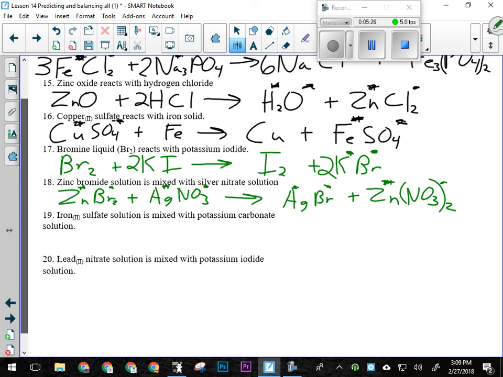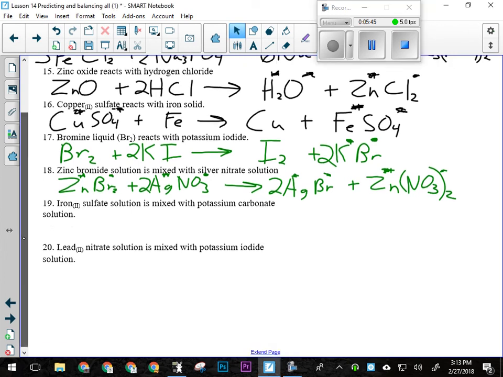Okay, now I've got to balance the whole reaction. Bromine is out of balance, so I'm going to put a 2 here to balance it, which now gives me 2 silver. So I've got to go back over here and make 2 silver, okay, and that gives me 2 nitrates. There's 2 nitrates over here. Looks good. All right, I'll give you a few more minutes to do 19 and 20.